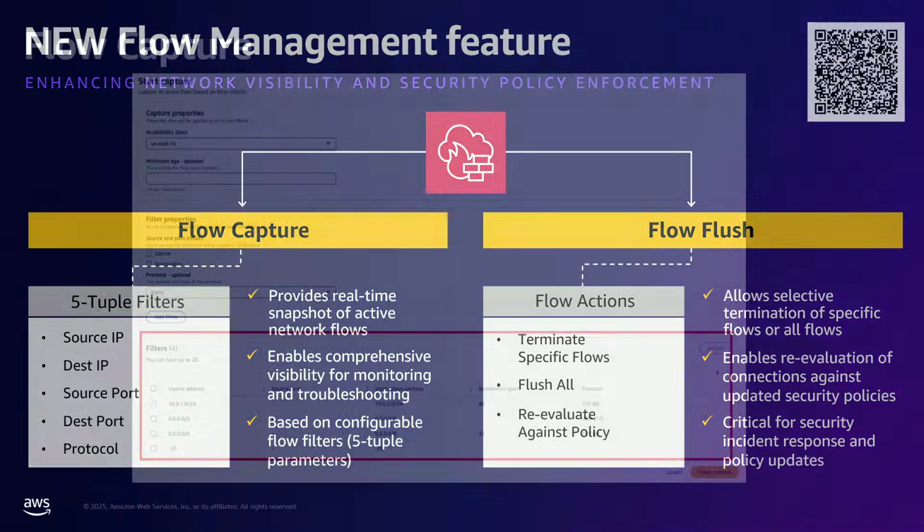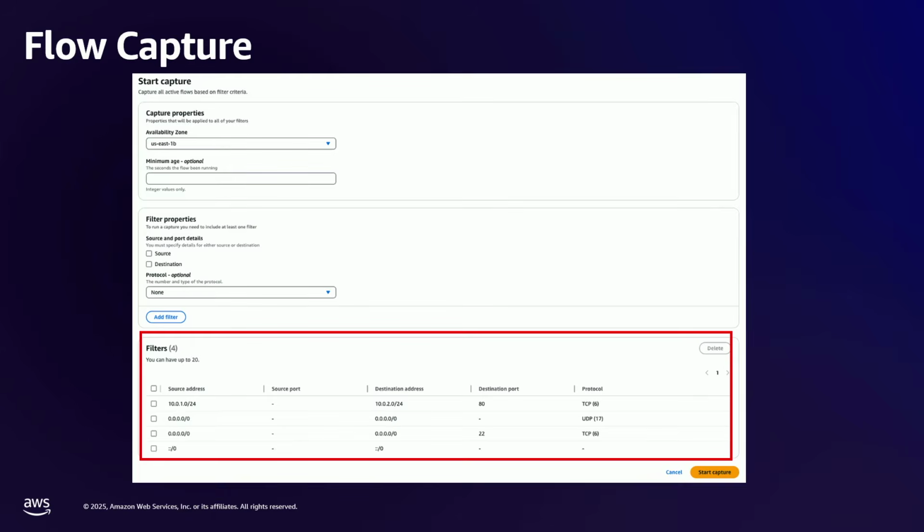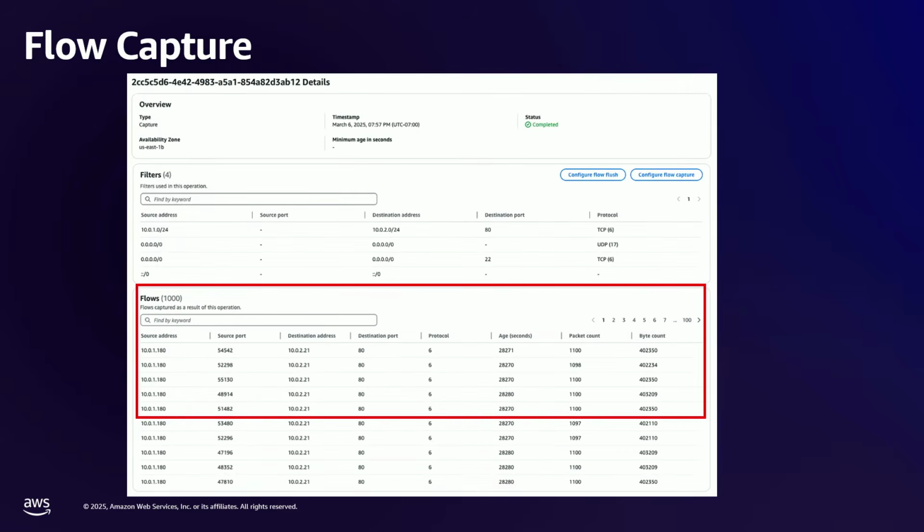So you can create a flow filter to capture traffic based on parameters such as source and destination IP address, ports, and protocols. And once you start capture, you'll actually see all the network flows that are currently active. So now that you have visibility, you can, if you want, terminate these flows. And when you terminate them, the age of the flow resets. That tells you that you were able to terminate those flows, and now they start matching against an updated policy.